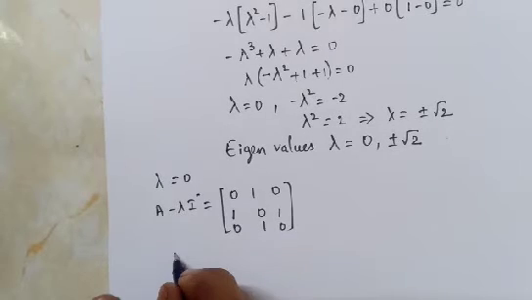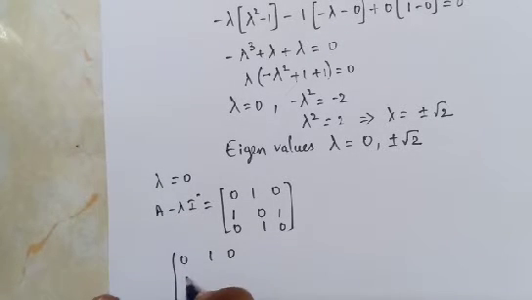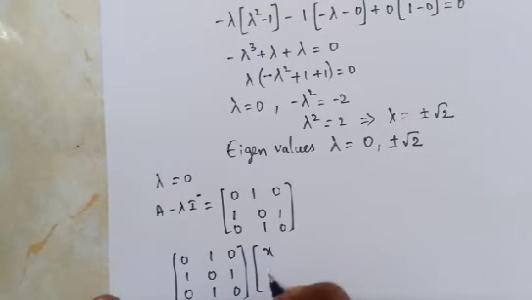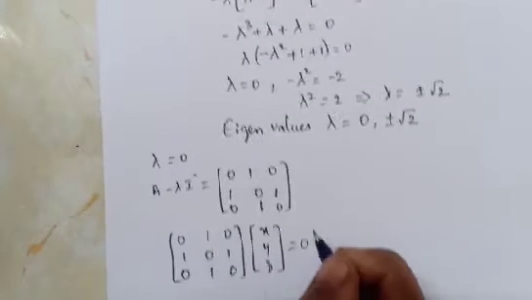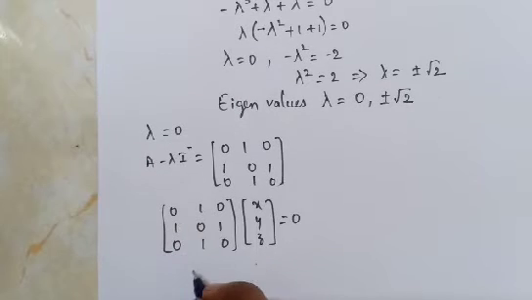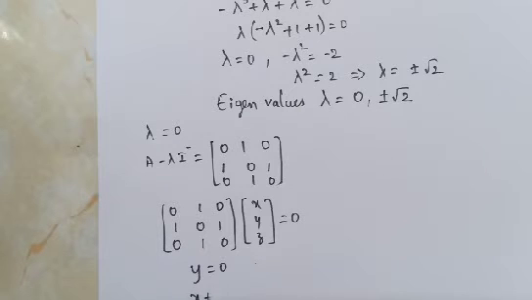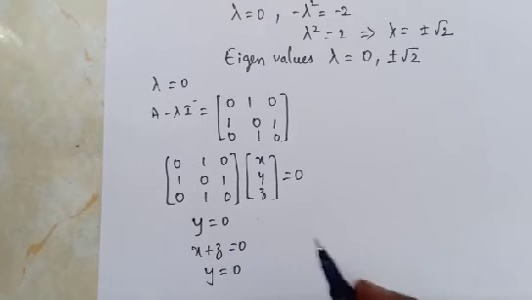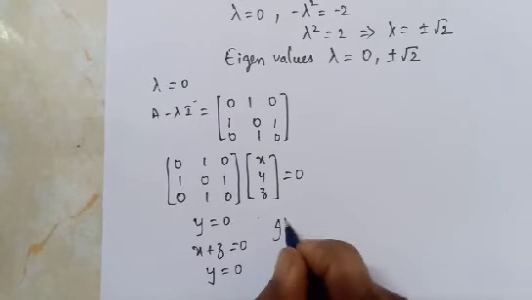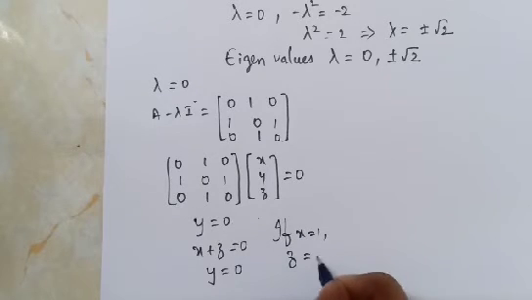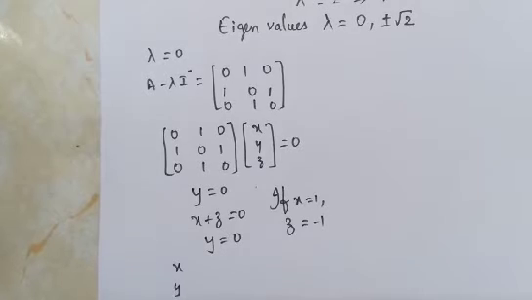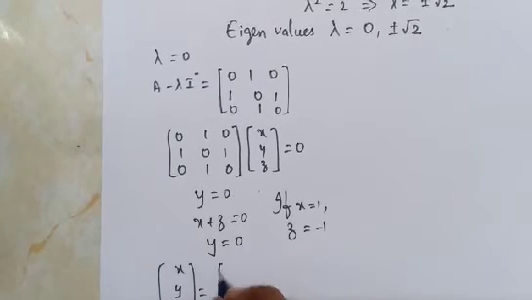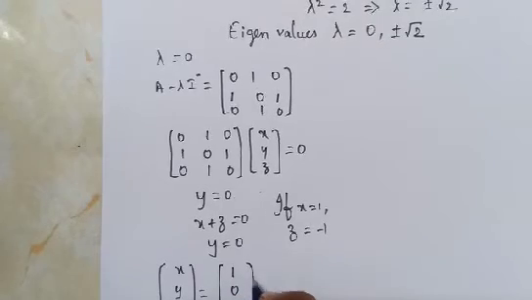Okay, then to find the eigenvector, let us consider that the eigenvector is x, y, z, equal to 0. So what do you get if you multiply these two matrices? y is equal to 0, then x plus z is equal to 0, and again you will get y is equal to 0. So you already got the value of y is equal to 0. If x is equal to 1, then z is equal to minus 1. So therefore the eigenvector value is 1, 0, minus 1.